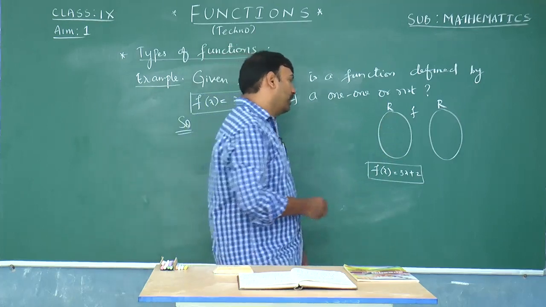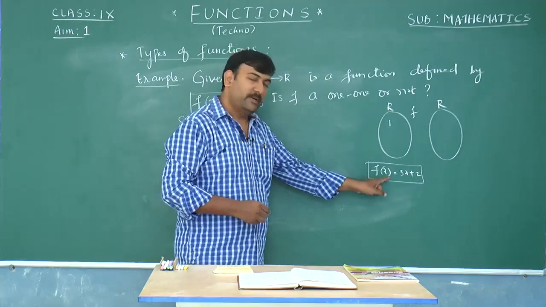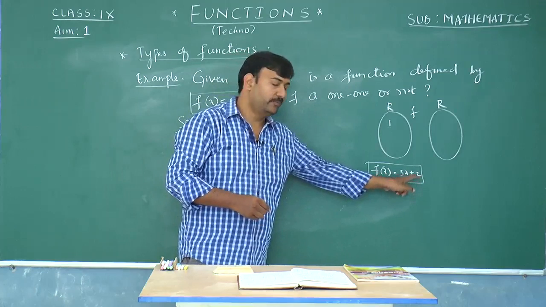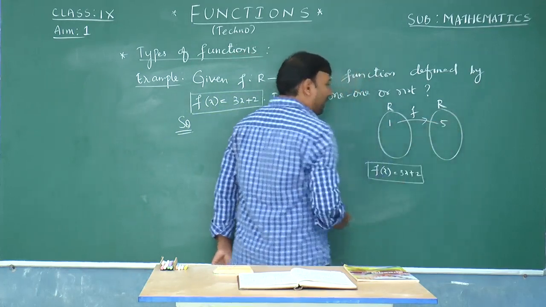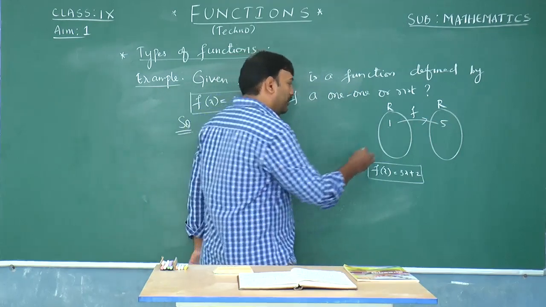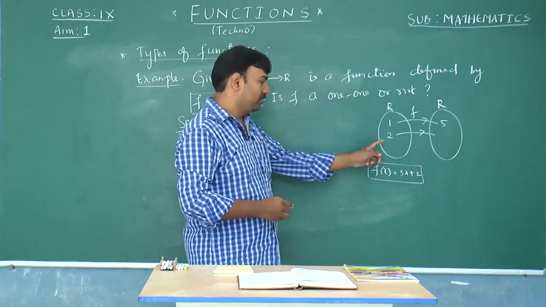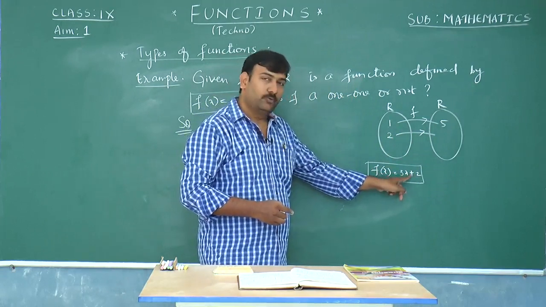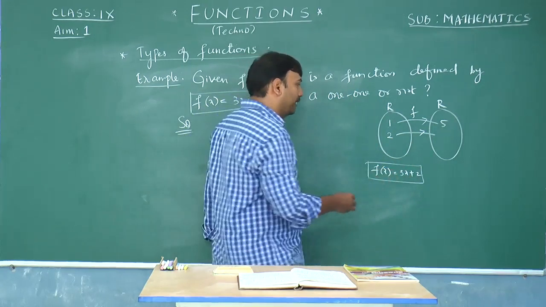So what I do is, let me just check for the image of 1. Based upon the rule, the image of 1 is f of 1 is equal to 3 into 1 plus 2, that is going to be 5. So the image of 1 is going to be 5. And if I want to find the image of 2, the image is given by the function rule f of 2, which is 3 into 2 plus 2. As 3 into 2 is 6, 6 plus 2 is going to be 8.